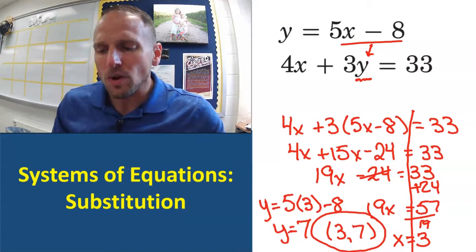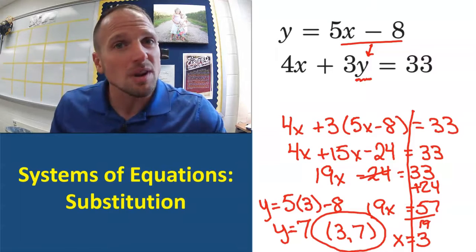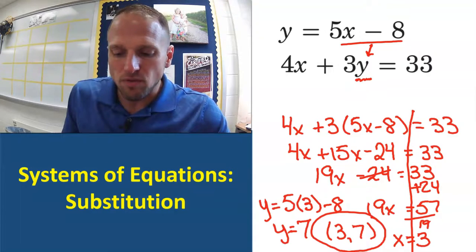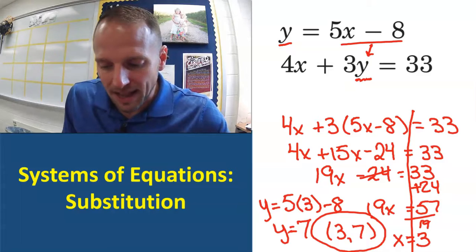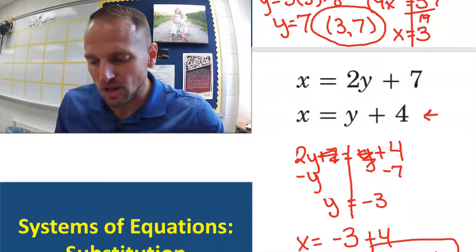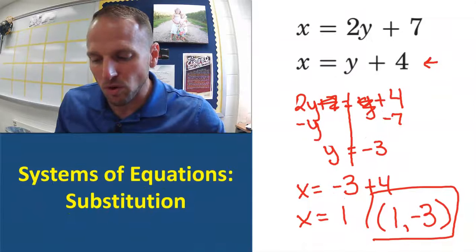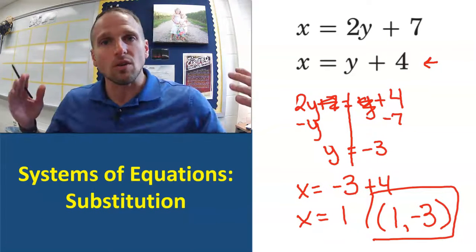By the way, one thing that people sometimes get confused is they'll sub it in for the wrong letter. If the y is equal to 5x minus 8, that has to go into the y. So make sure we're careful with that substitution. And then this one, the tricky one, where they're both x equals or both y equals, just set those equal to each other.